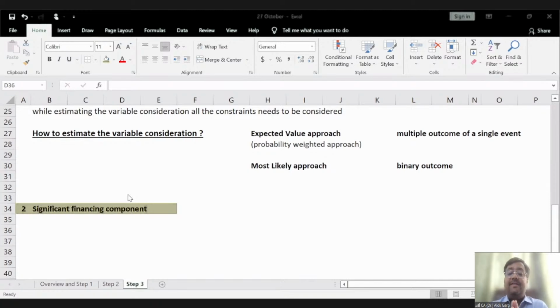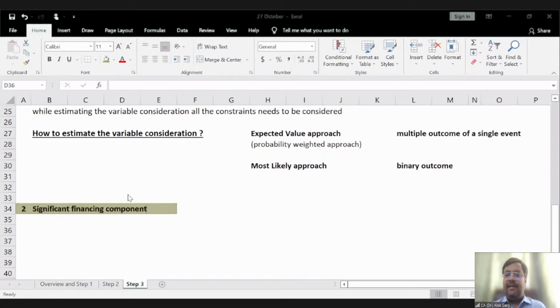Sir, is the significant financing component always an income? It could be a cost also. For example, the customer has paid the entity in advance, and the entity has said that it will only be able to deliver after 2 years.